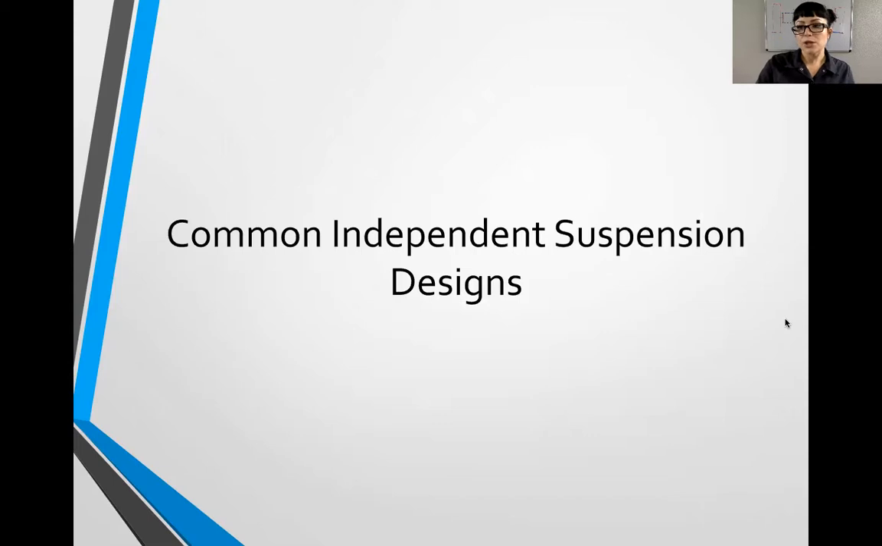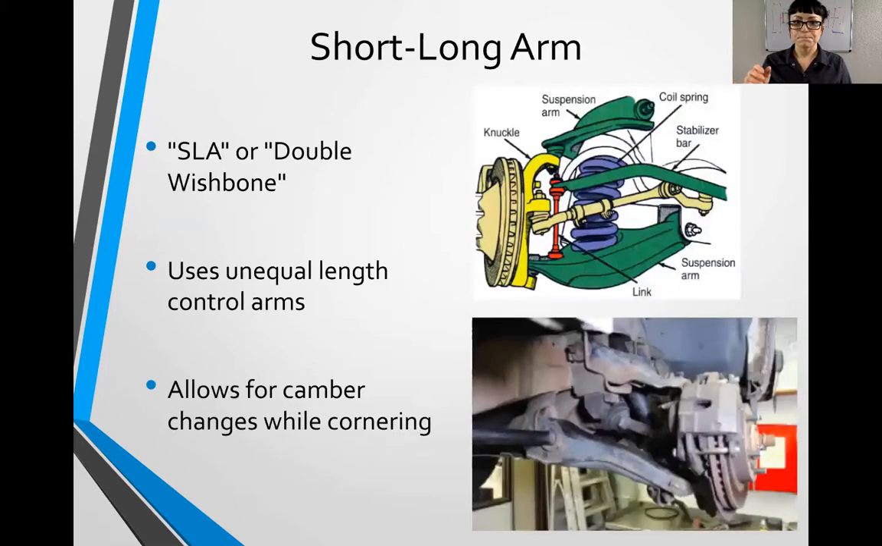Common independent suspension design. So those are non-independent or solid. That's pretty much as far as it goes. I don't want to get into too crazy stuff like 2 links, 4 links. I'll leave that for suspension class. Long arm. Okay, so let's talk about independent suspension.